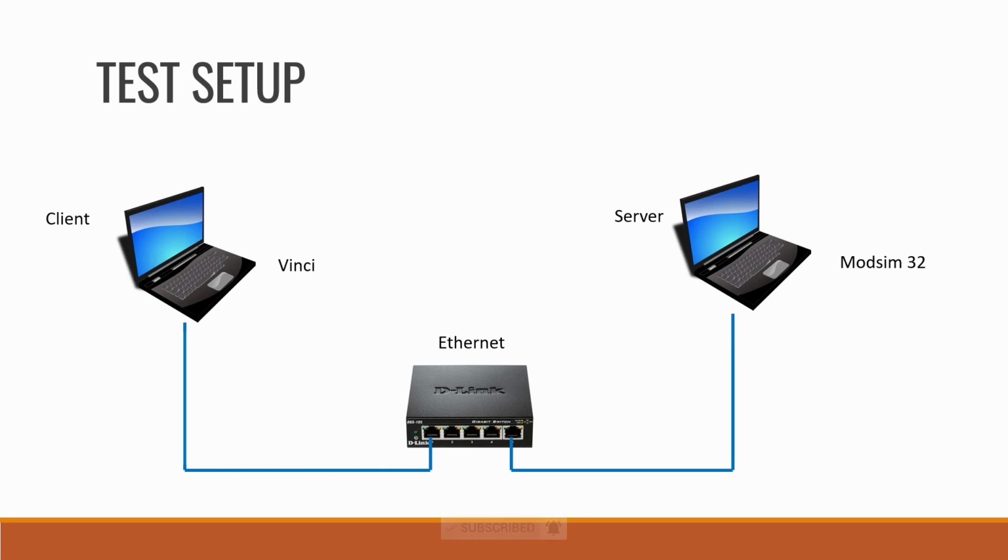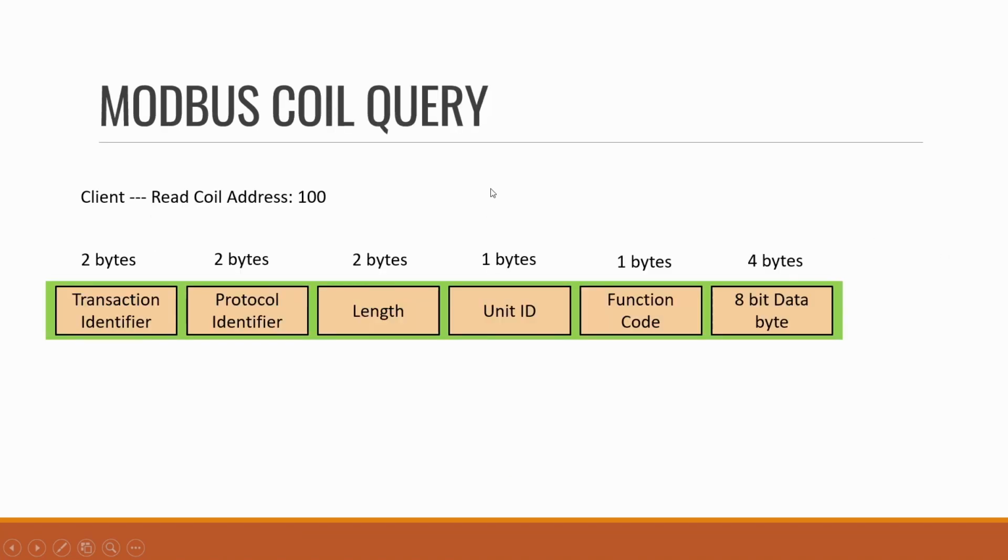So this is the test setup that I have arranged for this video. I have two laptops which are configured as a Modbus client and a Modbus server. These are connected to the switch in order to form a local area network. The Modbus client is set up using the WinC software and the Modbus server is set up using the ModSIM32 software. Okay, now we will begin with the Modbus coil query.